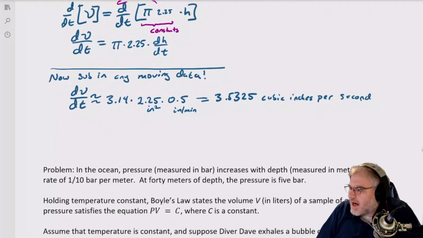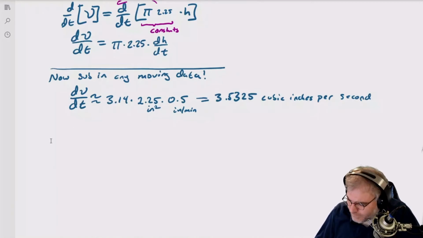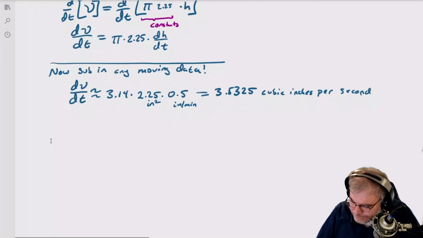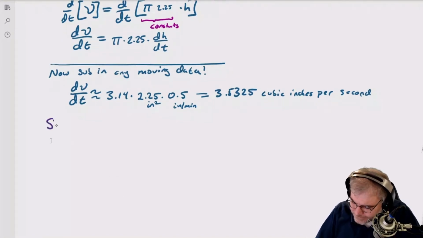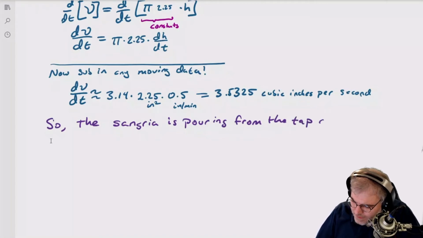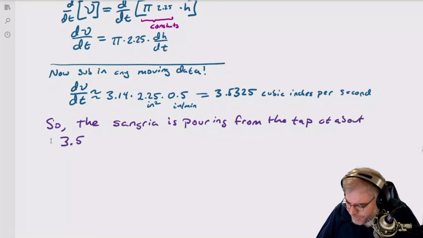Okay. And then what I'm going to do is I'm going to do a little statement. I'm going to say the following. So, the sangria is pouring from the tap at about 3.5, that's good enough, cubic inches per second.